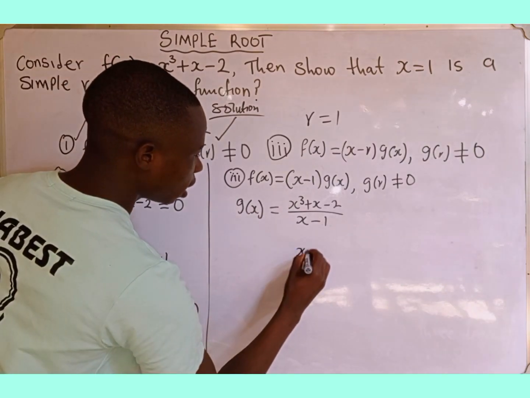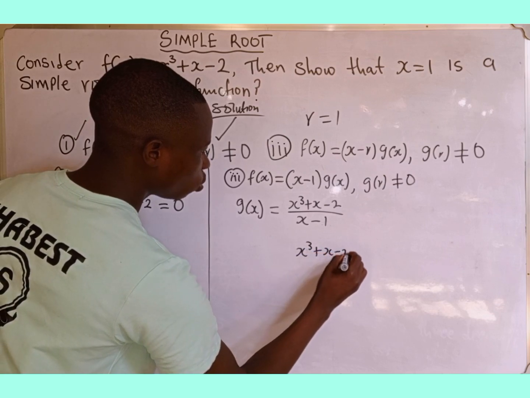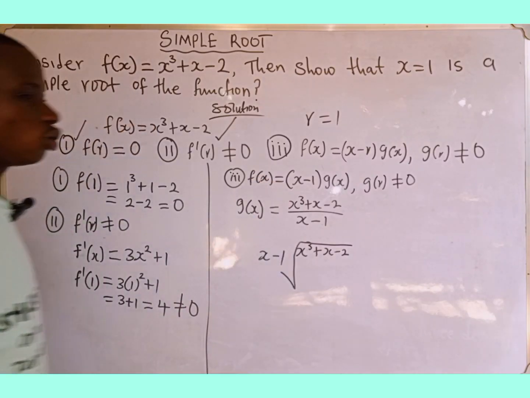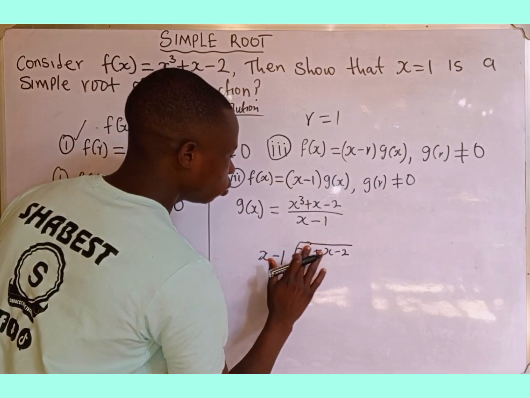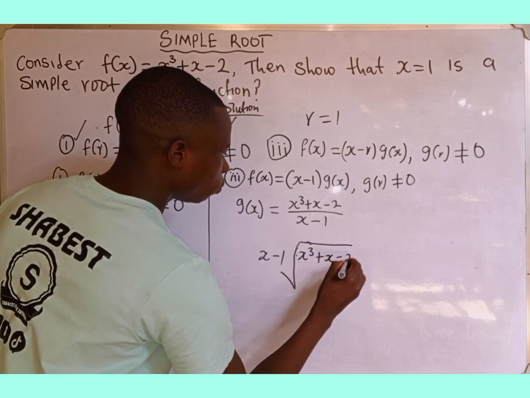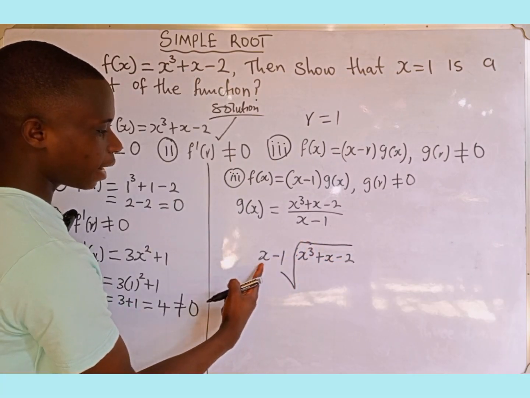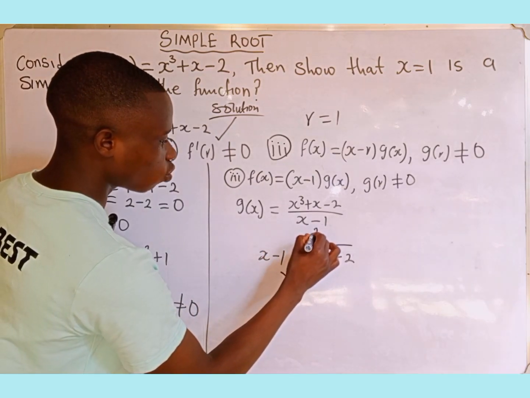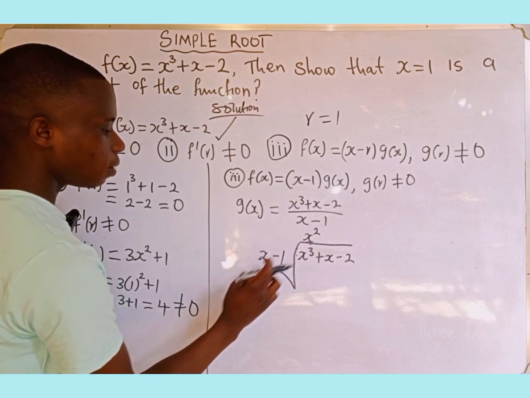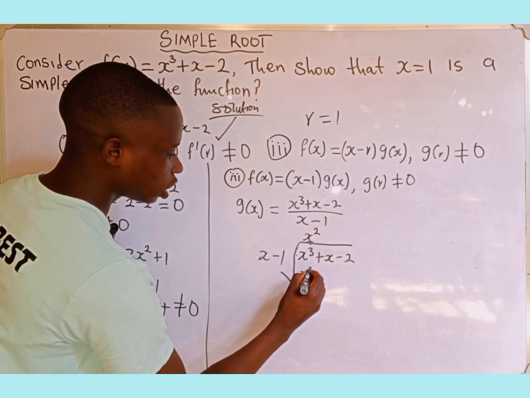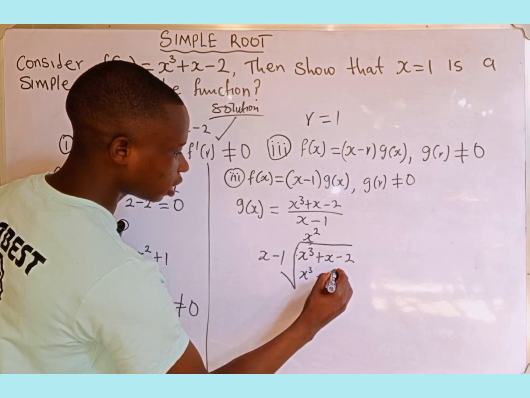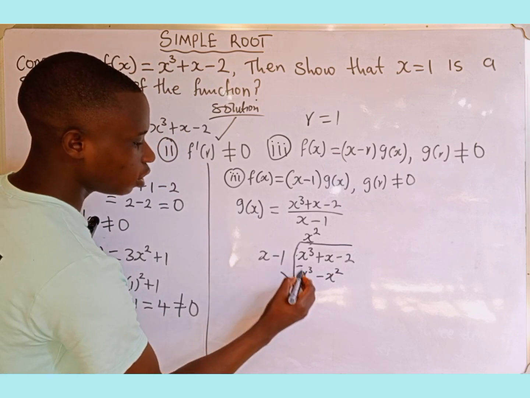So the first one is x cubed plus x minus 2 divided by x minus 1. Recall how to use long division to divide a polynomial. x cubed divided by x is going to give us x squared. Then use this answer to multiply each term: x squared multiplied by x is x cubed, then x squared multiplied by minus 1 is minus x squared.